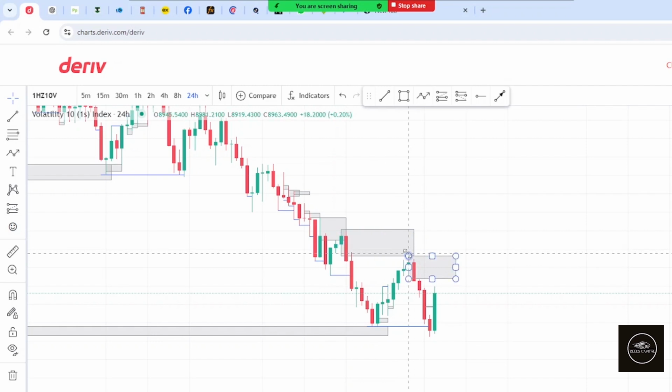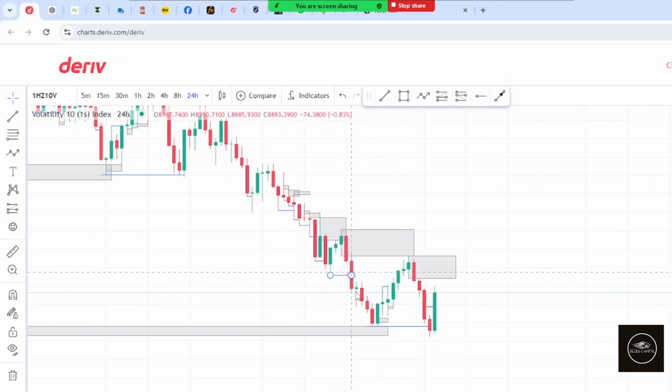Remember, in a bearish move or bearish trend, we call it supply zones. In a bullish trend, we call it demand zones. Know the difference. Since this particular place is bearish, this is a supply zone. So the market broke structure to the downside.